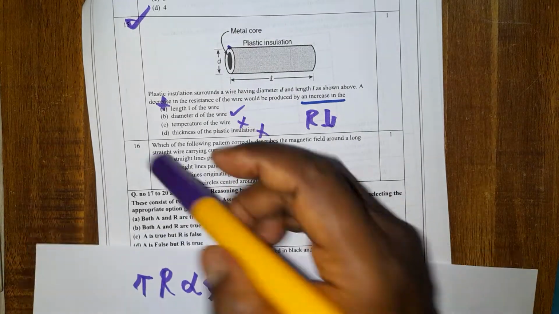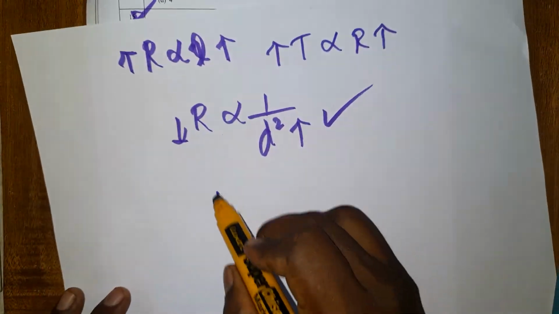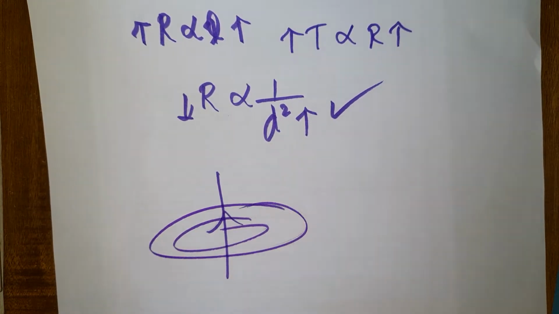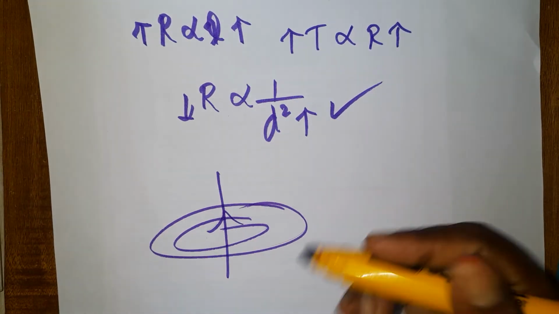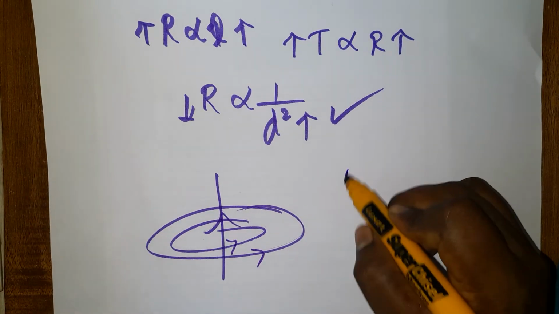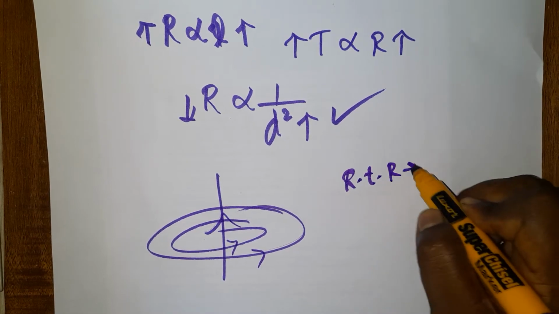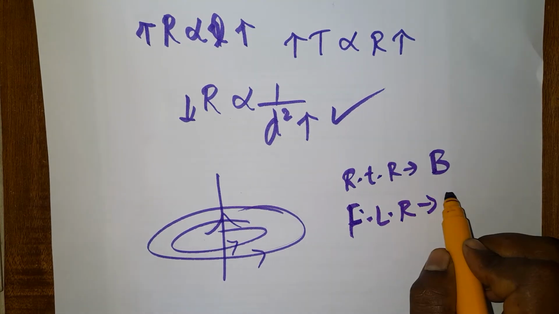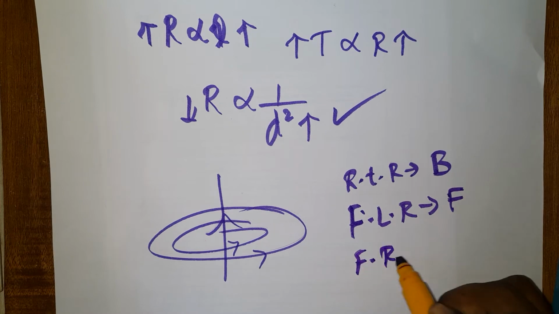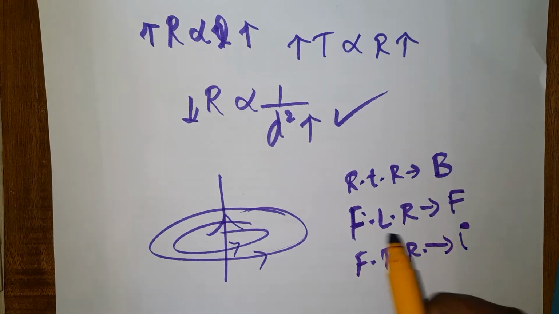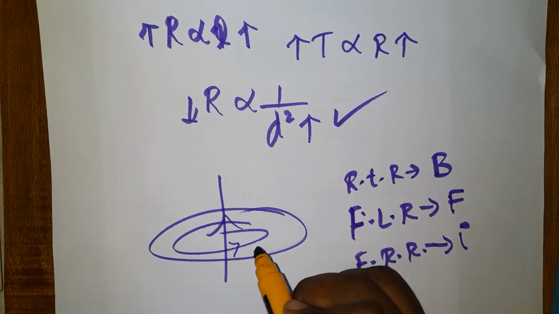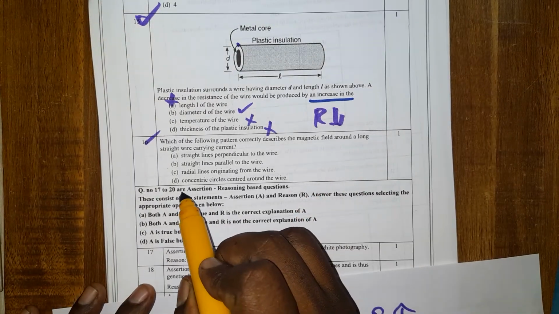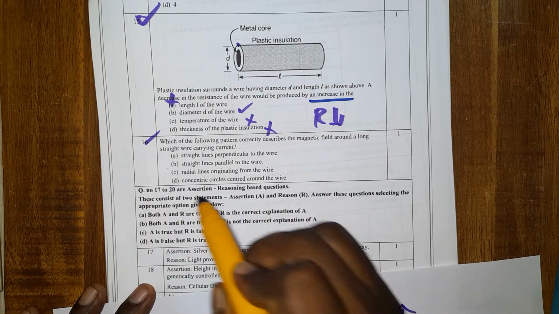Question number 16: when current is flowing in a straight wire, how will the magnetic field be? A circular magnetic field will be there. I use the right hand thumb rule to find the magnetic field direction. Right hand thumb rule is used to find the magnetic field. Fleming's left hand rule is used to find the force direction. Fleming's right hand rule is used for induced current direction. Here a circular magnetic field is produced, concentric, like circles. So concentric circles around the wire is the correct answer.